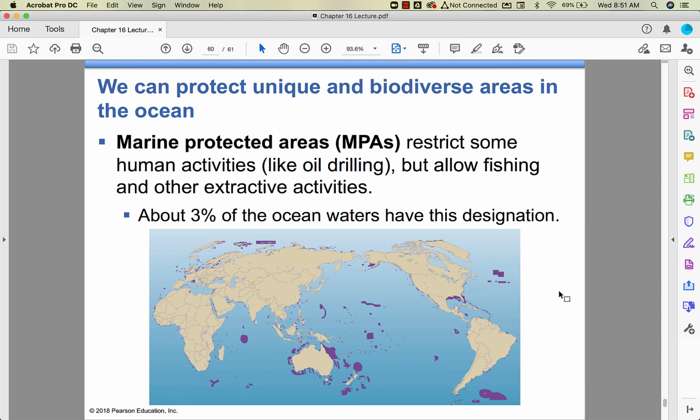So one thing that they're doing to kind of prevent this from happening is they've developed marine protected areas, and you can see those areas in purple. They restrict some activities, like you can't drill for oil in a marine protected area, but you can fish within limitations. And there's only about 3% of the waters in the ocean that have that designation, but they're in important areas, the reefs and stuff.